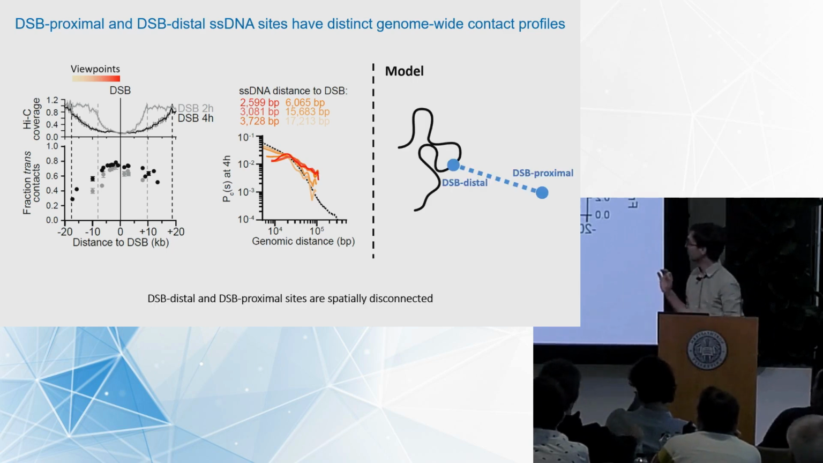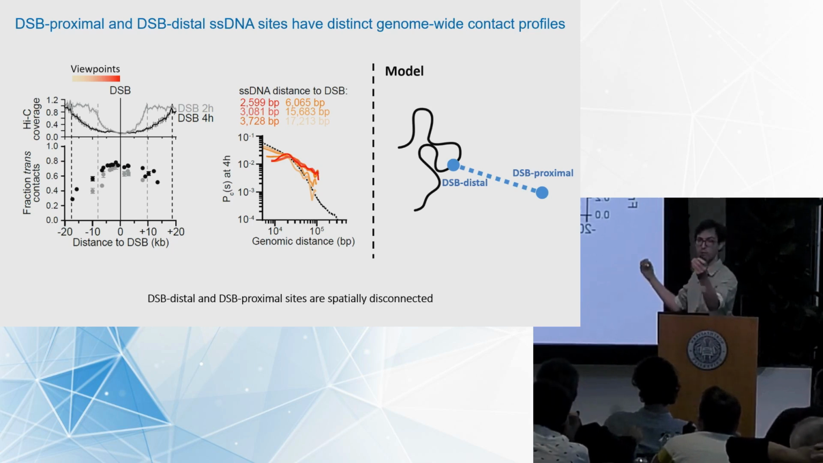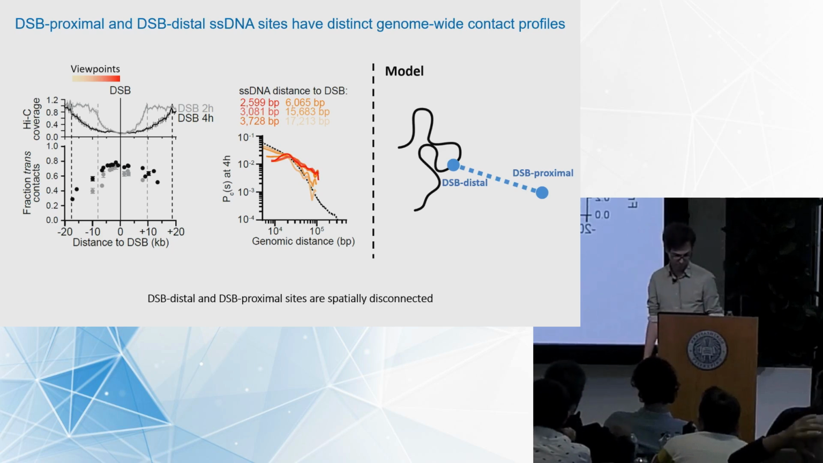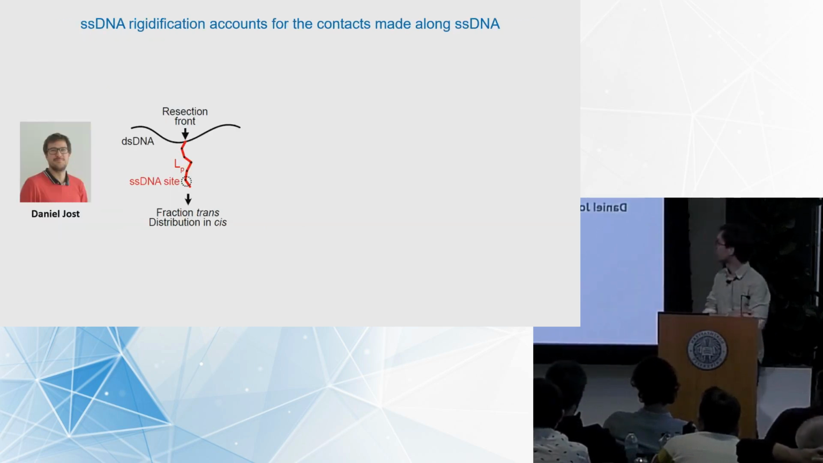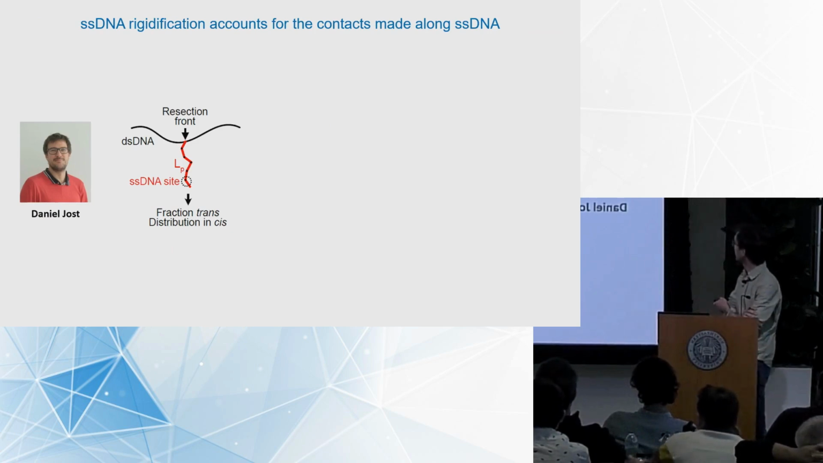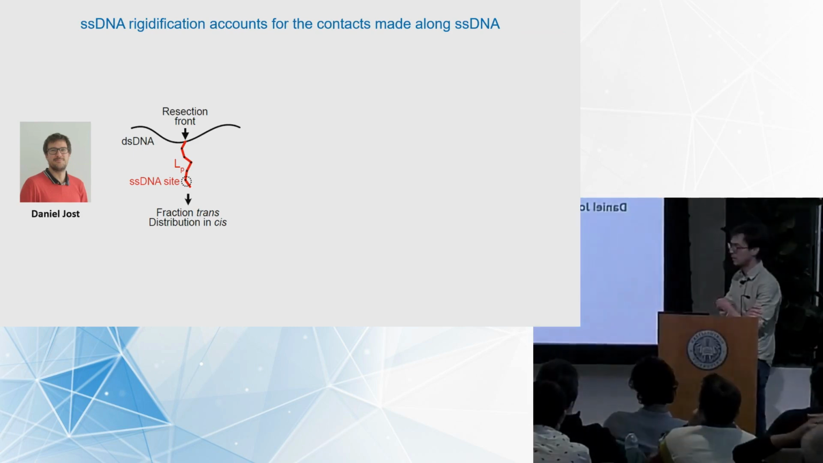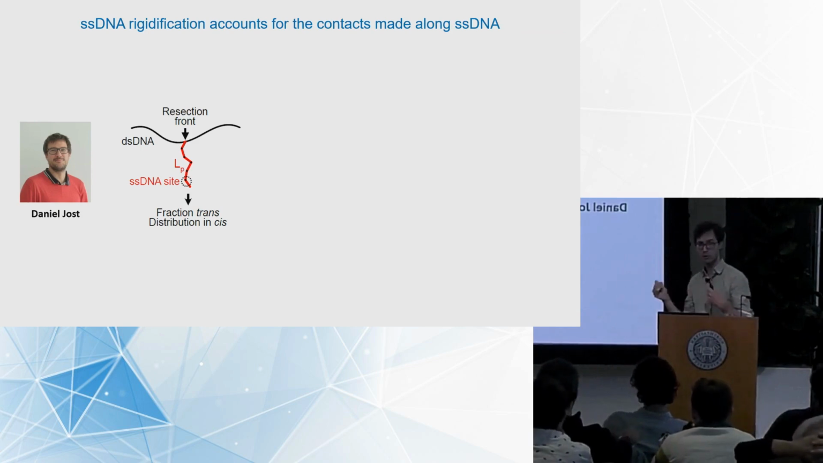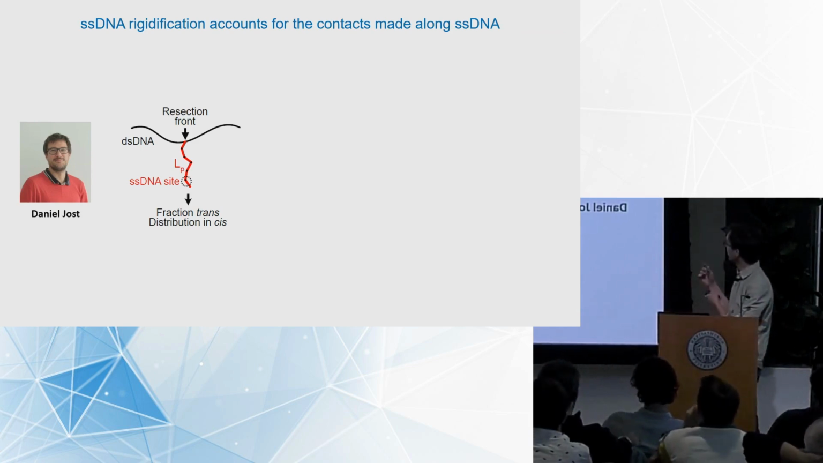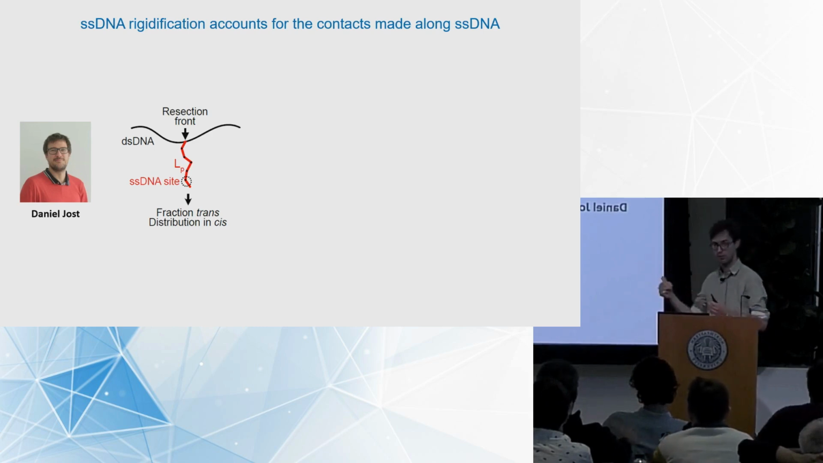Right, so this tells us that there is a spatial disconnect between the break proximal single-strand DNA site and break distal, or close to the resection front, single-strand DNA site. So they are not at the same place in space. Okay. So we teamed up with Daniel Jost, our neighbor at the ENS, and he came up with a simple Gaussian polymer model of single-strand DNA where he has a stochastic description of resection, and from there can, by varying the persistence length of the single-strand DNA chain, output the expected fraction of trans contact and the distribution of contact in cis with chromatin.